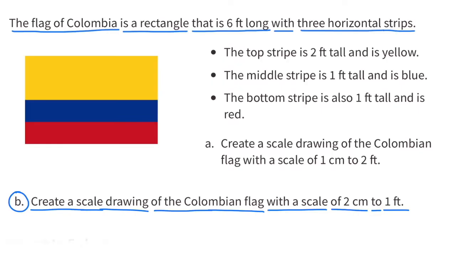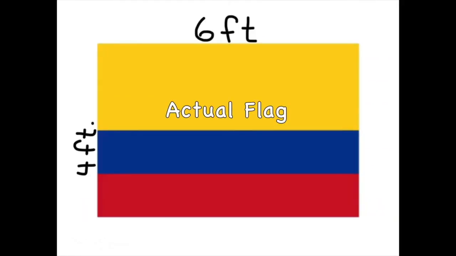B. Create a scale drawing of the Colombian flag with a scale of 2 centimeters to 1 foot. Again, here's a look at the actual Colombian flag, 6 feet long and 4 feet tall. Since the scale of this drawing is going to be 2 centimeters for every 1 foot, the 6 foot section would have 12 centimeters because 6 times 2 is 12, and the 4 foot section would be 8 centimeters because 4 times 2 is 8. The red stripe would be 2 centimeters tall, and so would the blue stripe. The yellow stripe would be 4 centimeters tall.